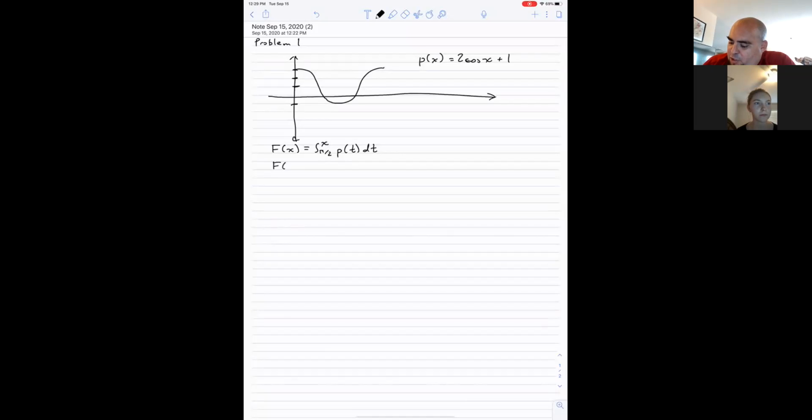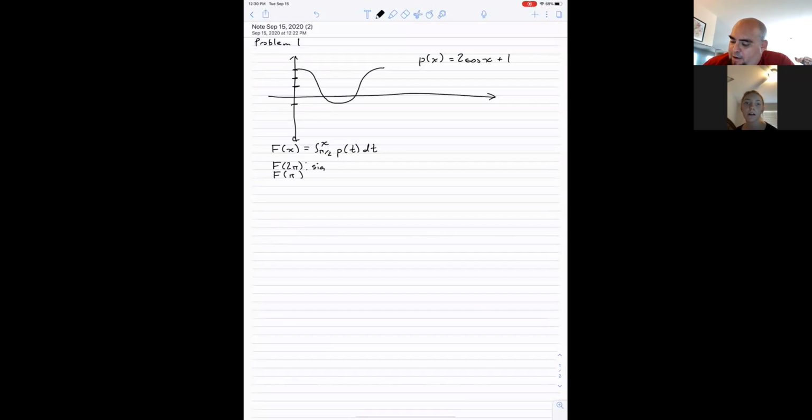All right, so f of 2 pi and f of pi. We'll just talk about one of those because they're very similar. What does f of 2 pi tell you? The full area from pi over 2 to 2 pi. What kind of area? The signed area.